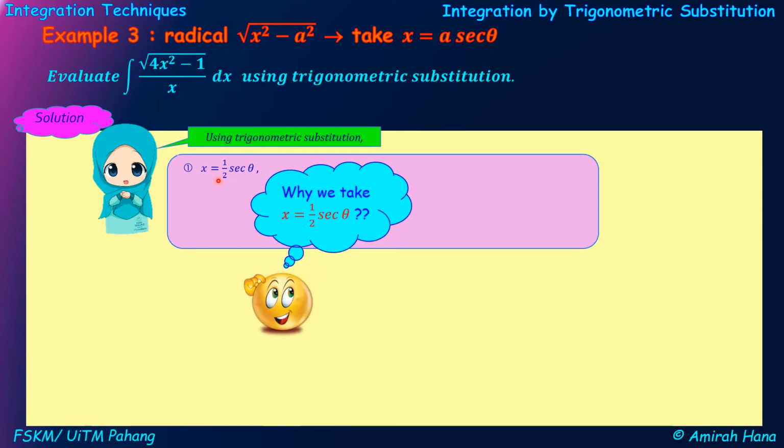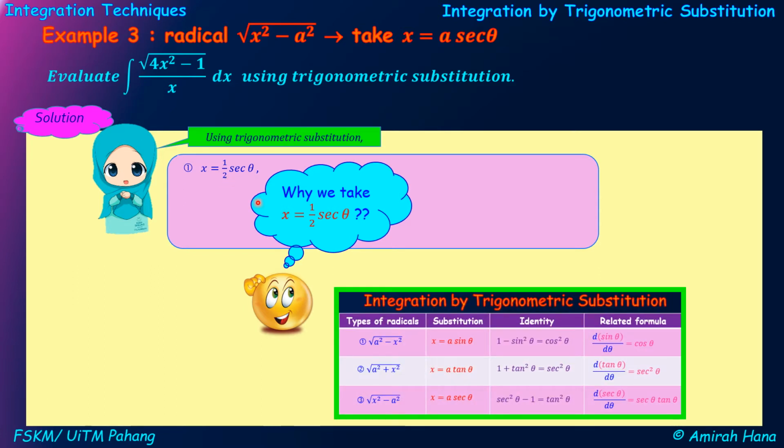Why do we take x equals half sec theta? From the formulas under integration by trigonometric substitution, we have three types of radical. The first one is in the form of square root of a squared minus x squared, which we already discussed in example 1. Then in example 2, we discussed the radical square root of a squared plus x squared. Now we continue with example 3.